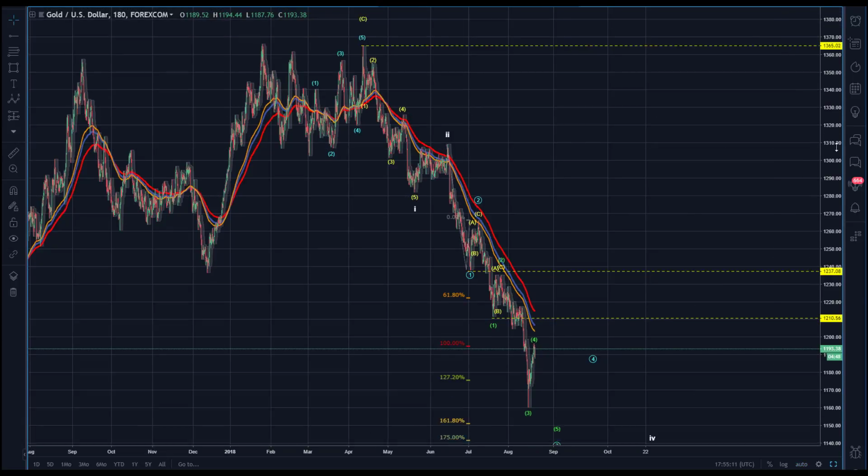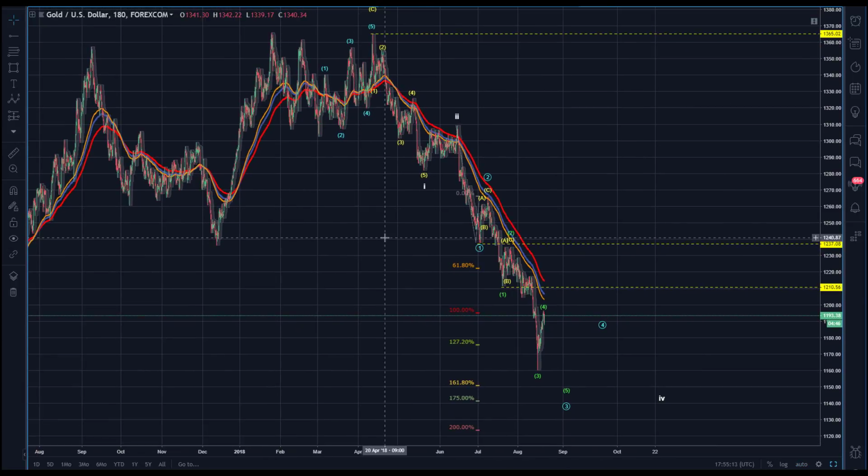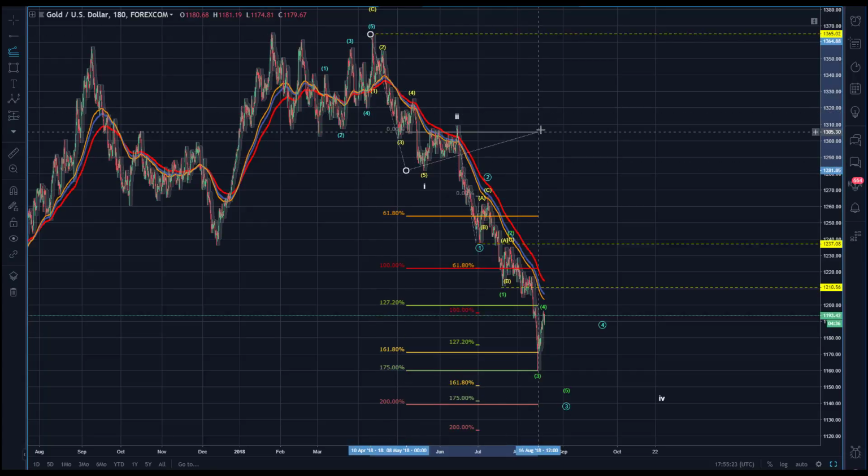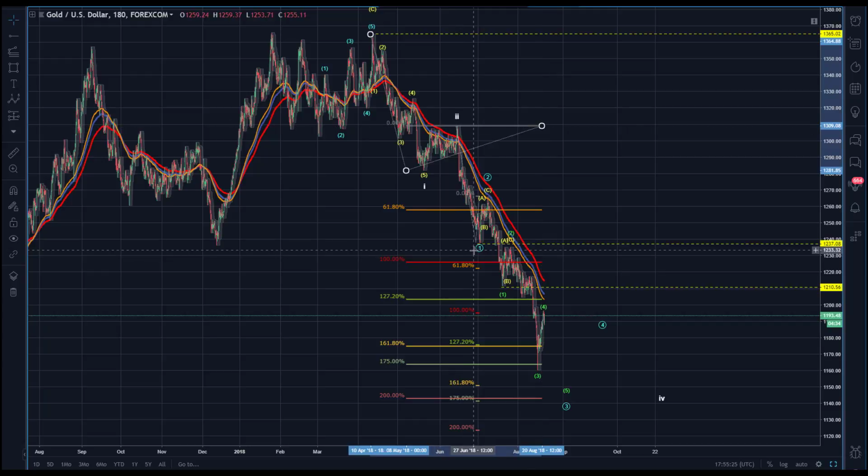All right, well, let me think about where that's going. If that's 1, 2, well, let's measure. If I take the length of this 1 and project it from my shallow 2, well, minimum requirements here: this can't be the 3 because we don't make 100% of the length of the 1. But look down here.